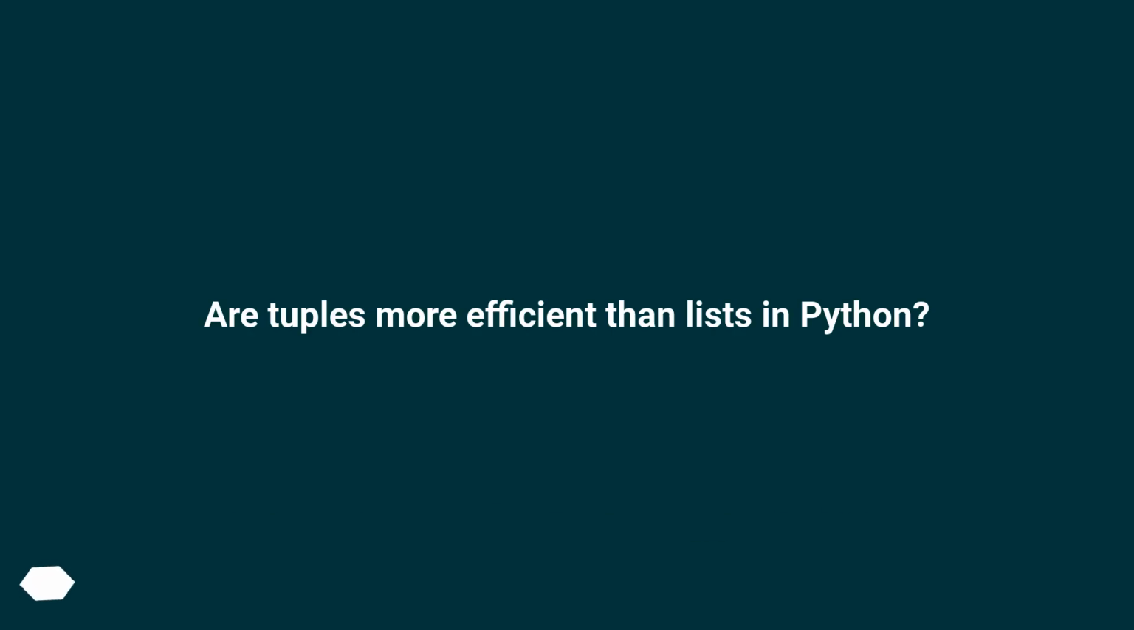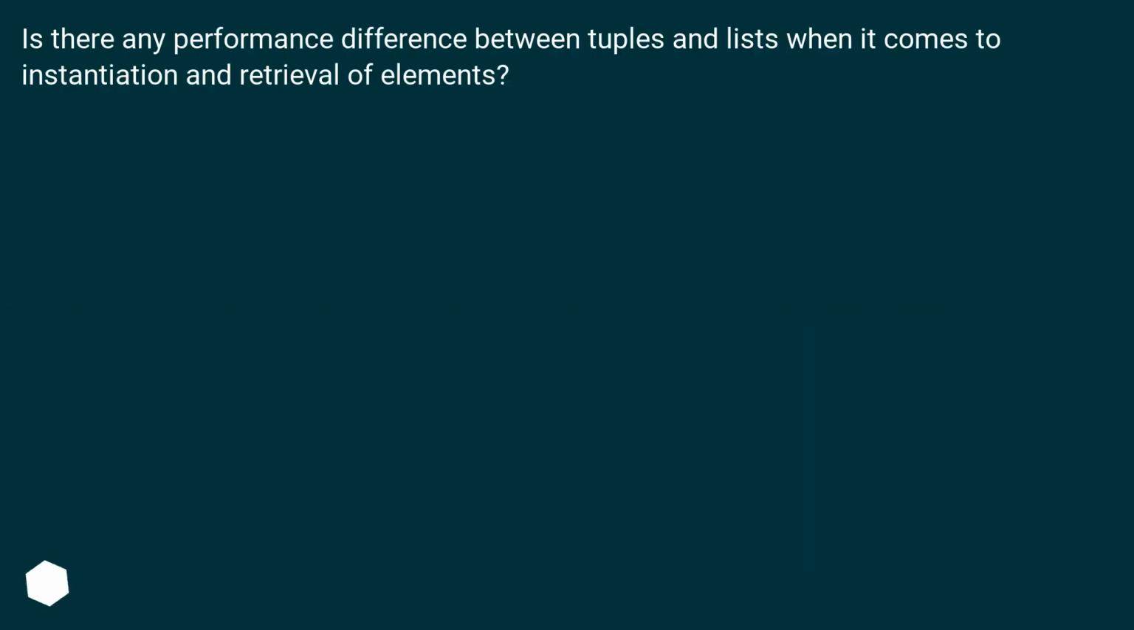Are tuples more efficient than lists in Python? Is there any performance difference between tuples and lists when it comes to instantiation and retrieval of elements?